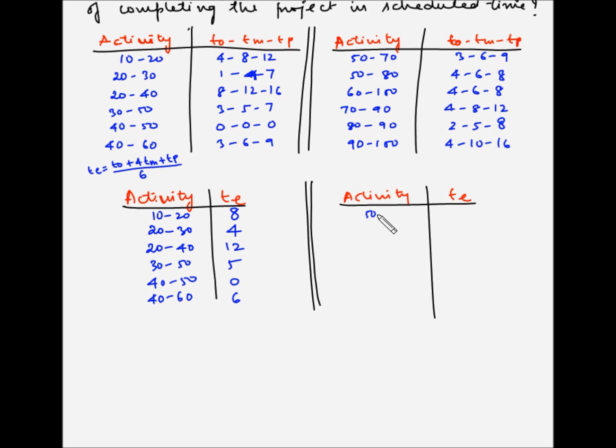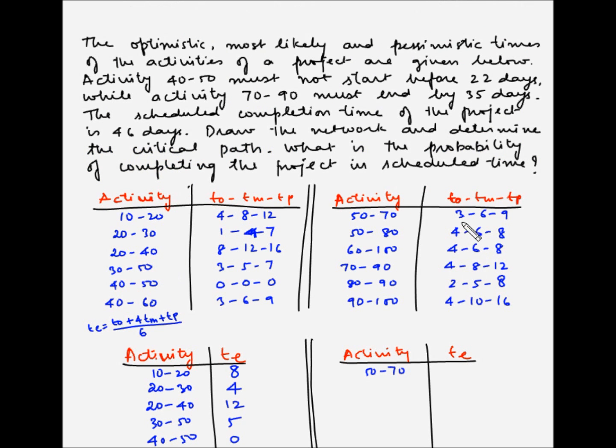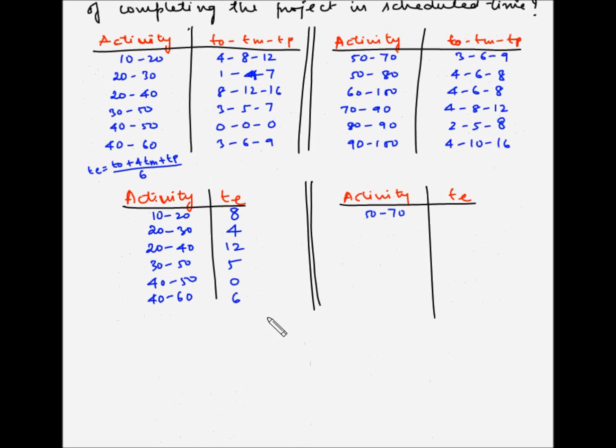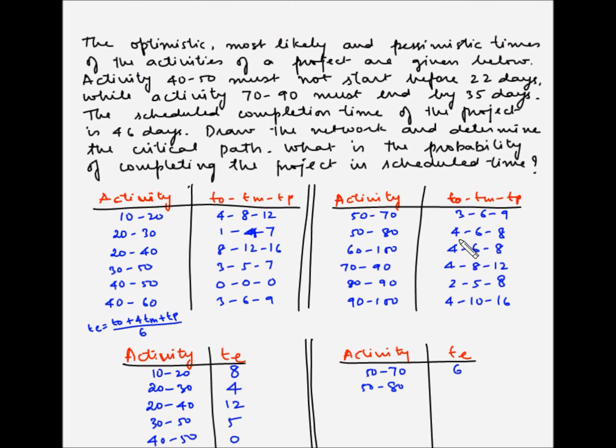Now for activity 50 to 70, TE will be 3 plus 4 times 6 plus 9 divided by 6. So 3, 6, 9 is the same as activity 40 to 60, and for 40 to 60 our TE was 6, so we'll straight away put TE as 6. Now for activity 50 to 80, the expected duration would be 4 plus 4 times 6 plus 8 divided by 6. 4 times 6 is 24, plus 8 is 32, plus 4 is 36. 36 divided by 6 is 6. So TE is 6. For activity 60 to 100, again the TO, TM, TP is the same, so the expected time duration will also be the same as activity 50 to 80, so this will be 6.